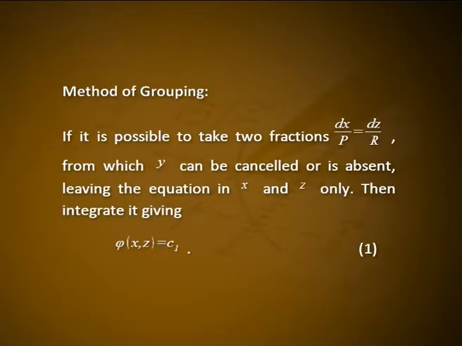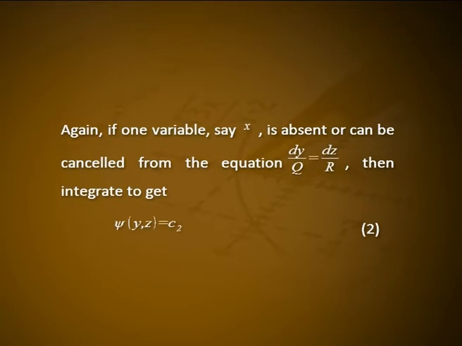Method of grouping. If it is possible to take two fractions dx/p = dz/r, from which y can be cancelled or is absent, leaving the equation in x and z only, then integrate it giving φ(x, z) = c1. Let it be equation number 1. Again, if one variable, say x, is absent or can be cancelled from the equation dy/q = dz/r, then integrate to get ψ(y, z) = c2. Let it be equation number 2. The two independent solutions 1 and 2 taken together form the complete solution of the given equation.